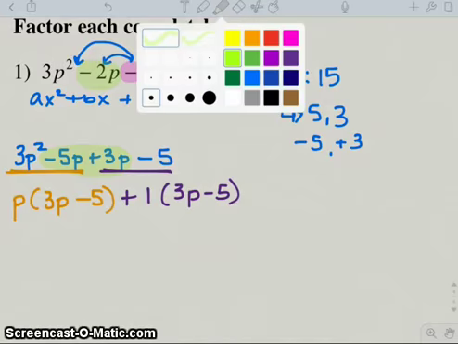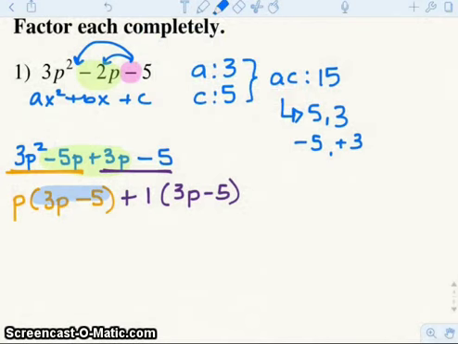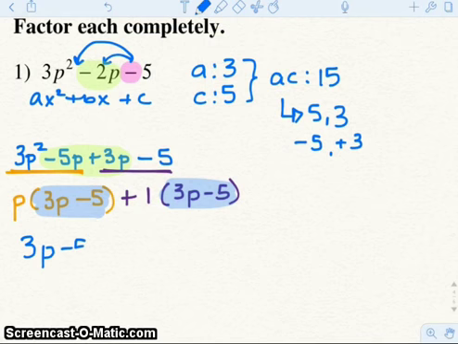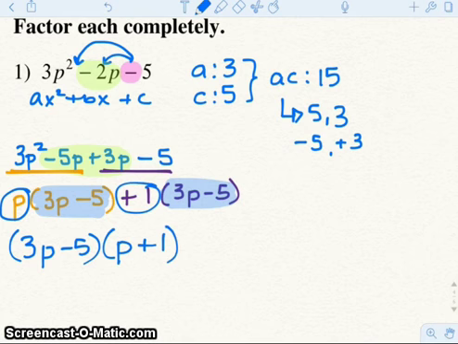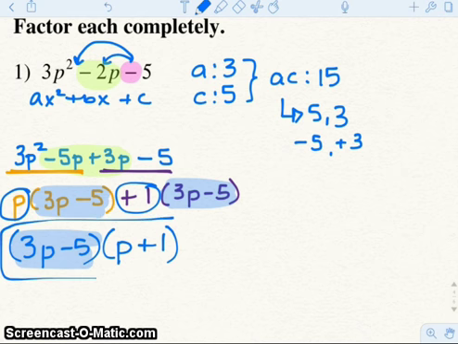Because if you notice something here, what I have in parentheses are the same exact thing: 3p minus 5 and 3p minus 5. So technically, I'm going to factor a 3p minus 5 out of these. And what I'm left with for the first one is a p, and what I'm left with for the second one is a plus 1. Essentially, I take my matching terms and I dump them into one parentheses, so that 3p minus 5 got dumped into 1, and my leftover pieces get dumped into another parentheses, and that is my final factored answer.